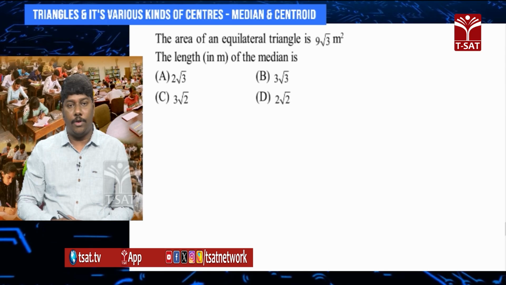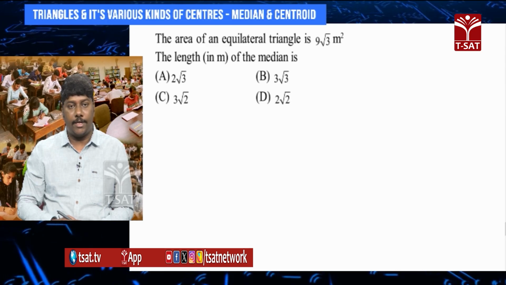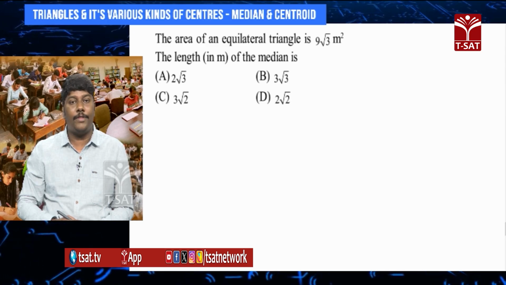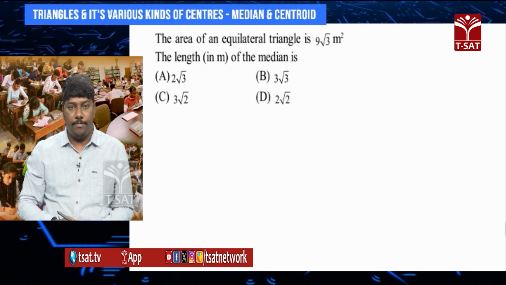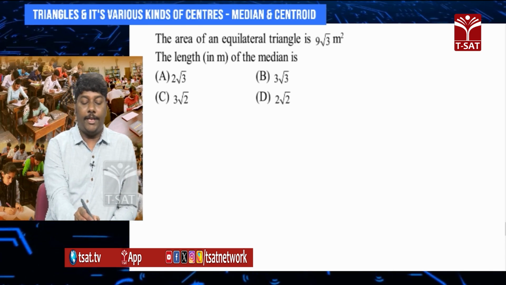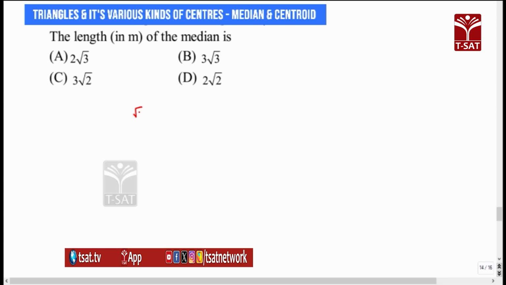Height means altitude, median, angular bisector and perpendicular bisector, all of them are equal. So, any of this you can find out and you can say it is the length of the median. First of all, the area of an equilateral triangle is √3 by 4 a square. A means the side of the equilateral triangle, and the area is 9√3. Therefore, a square is equal to, √3 cancels, 36.